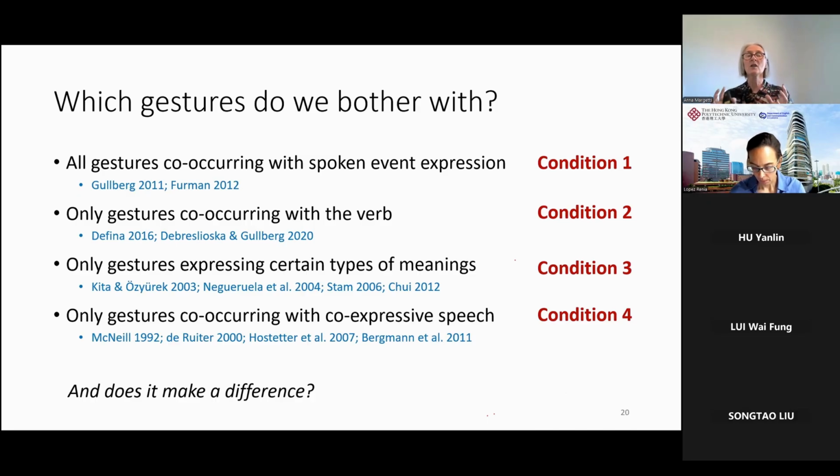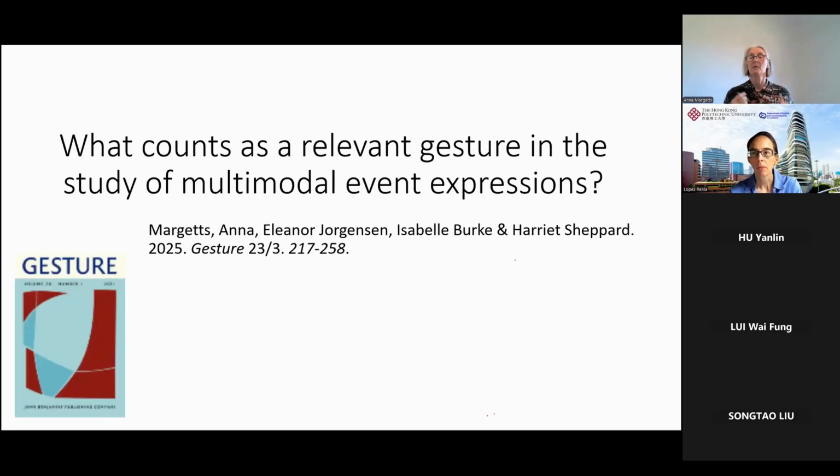Condition 3 was only gestures which express a certain type of meaning. And for our purpose, we made this semantic feature caused motion. So we only looked at gestures expressing caused motion. And condition 4 was only gestures that co-occur with co-expressive speech. And so rather than doing what we thought we would do, publish a study on the interaction of speech and gesture, we're still working on that, that's coming. We actually published a study of this methodological question, and that came out this year in the journal Gesture.